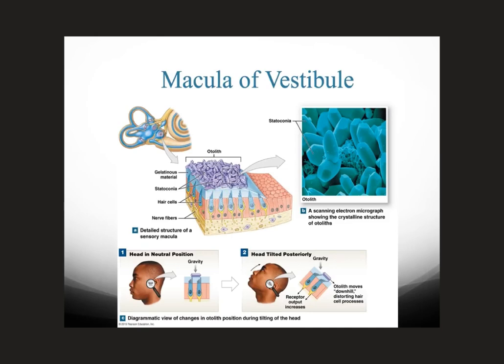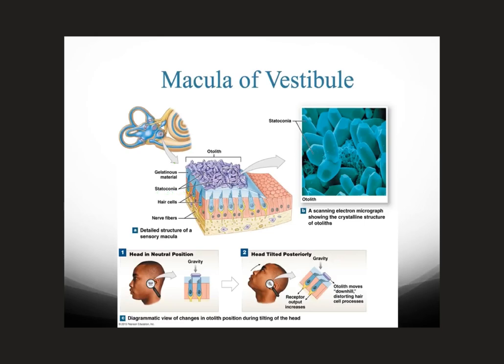These clusters are going to be called maculae. Now the interesting thing about these hair cells is that they're actually going to be embedded in this gelatinous material right over here on top. On top of it, you're going to have these structures that are called statoconia. So right over here.